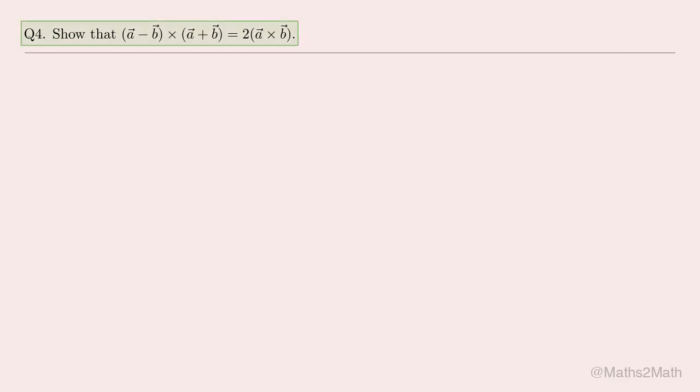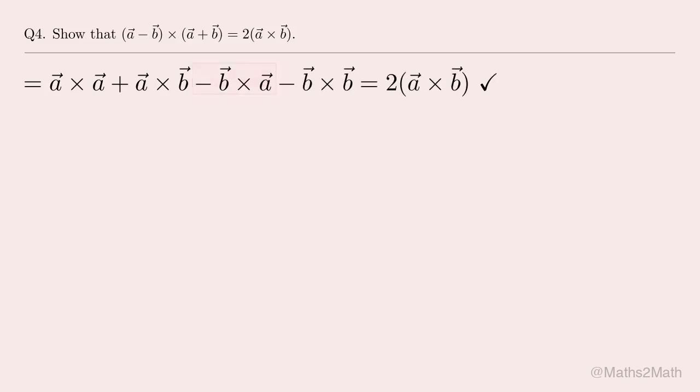Question 4. Distribute the cross product carefully. Self crosses vanish, and the order matters. Expanding, a cross a and b cross b vanish, and minus b cross a is plus a cross b.